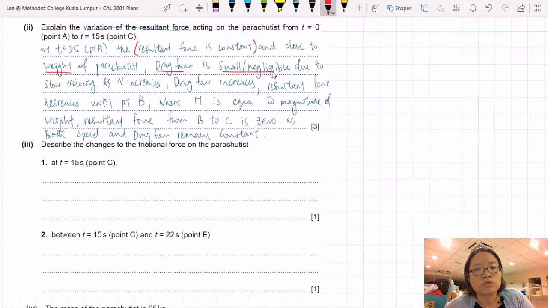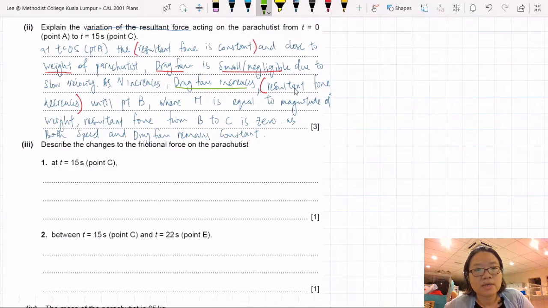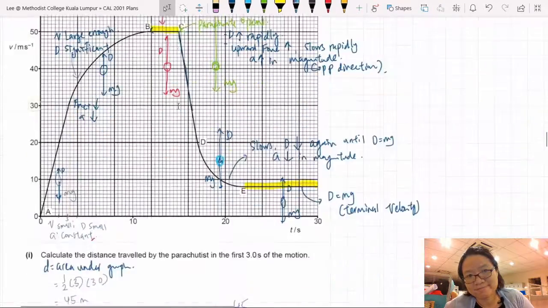So I'm going to show you roughly where the marks are. If you say the resultant force is constant and equal to the weight because drag force is negligible, there is 1 mark. If you say drag force then increases because the speed increases, and because of this resultant force decreases, that's the 2nd mark. And then you say at point B, drag force is equal to the magnitude of weight and resultant force is 0. This is the 3rd mark. So the resultant force is 0. Speed doesn't change, drag force doesn't change. Okay?